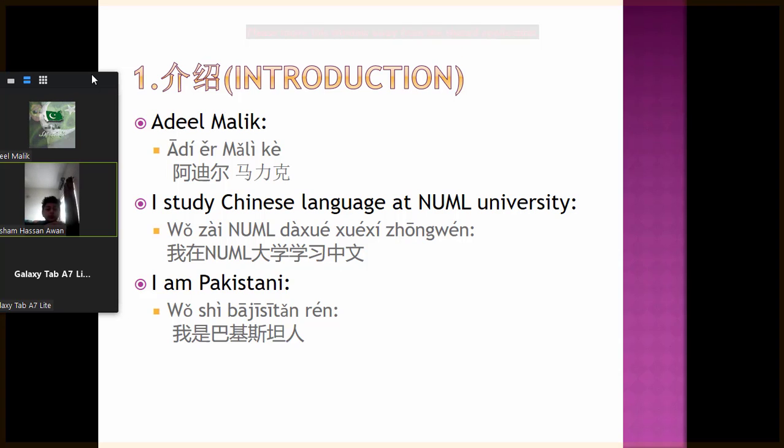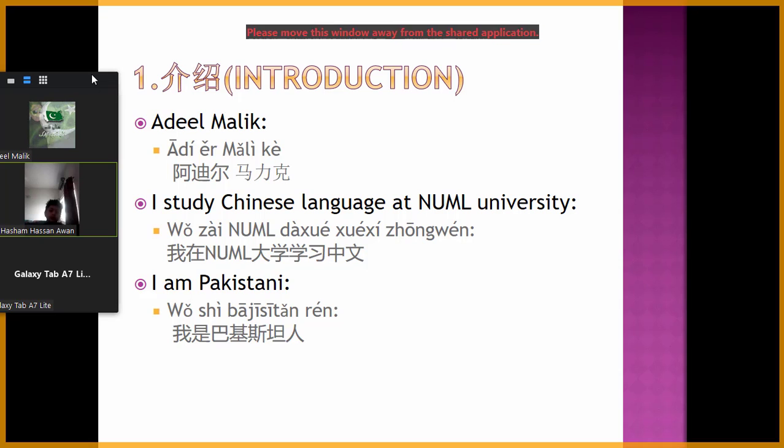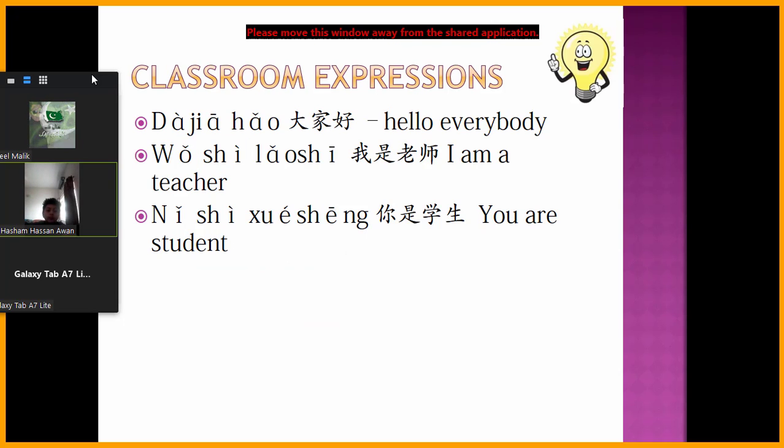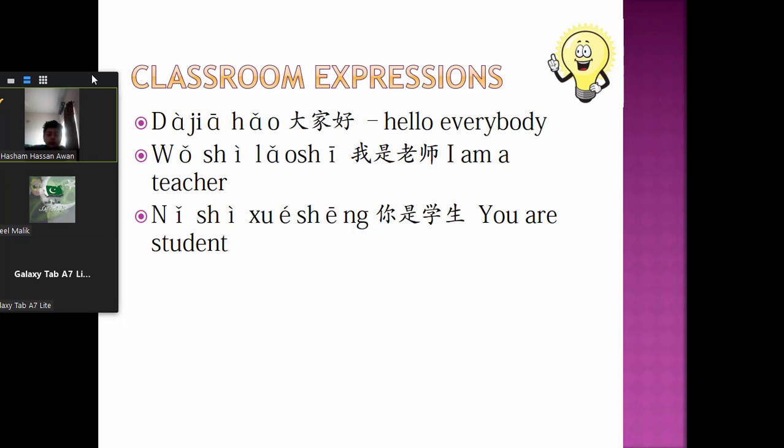Wo shi Pakistan ren. Now you see Pakistan is simple, but it is an adopted word, so it is converted. Ren means person or human. I am Pakistani or Pakistani person, right? So it was a little introduction. Here is, as you said before, Lao Shi Hao. Da Jia Hao means hello everybody, right? Ni Hao is hello and Da Jia is everybody.